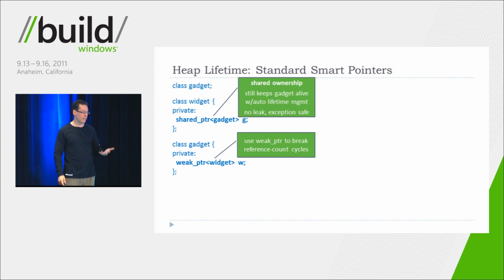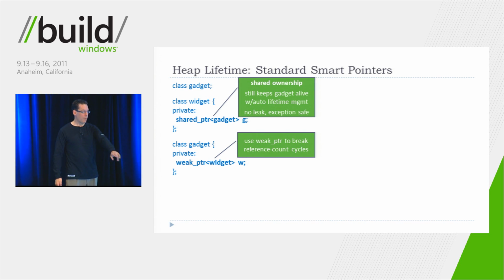And I just say declaratively, widget owns the gadget, that's what shared pointer means, and gadget doesn't own its widget, but it refers to it. But it's safe because weak pointers can test whether they dangle. So if you used a raw pointer here, it would be type unsafe. This is perfectly type safe. Nothing can go wrong if you stay within the system.